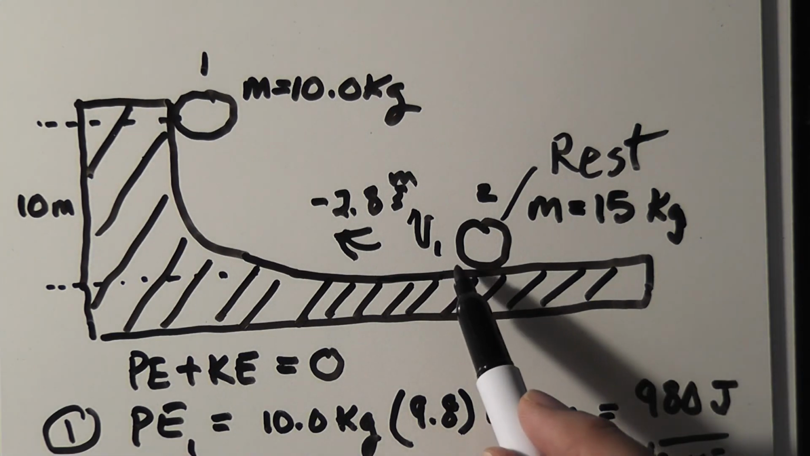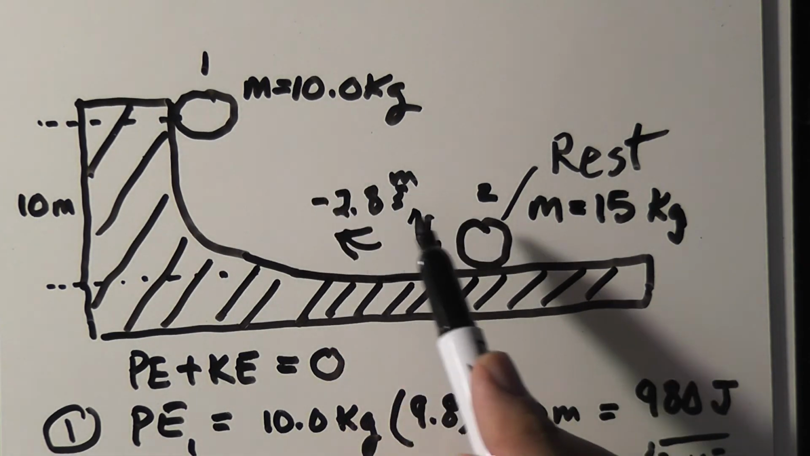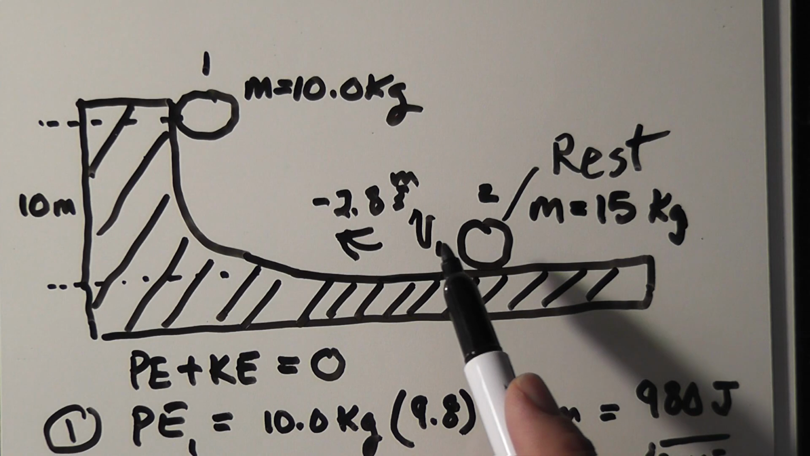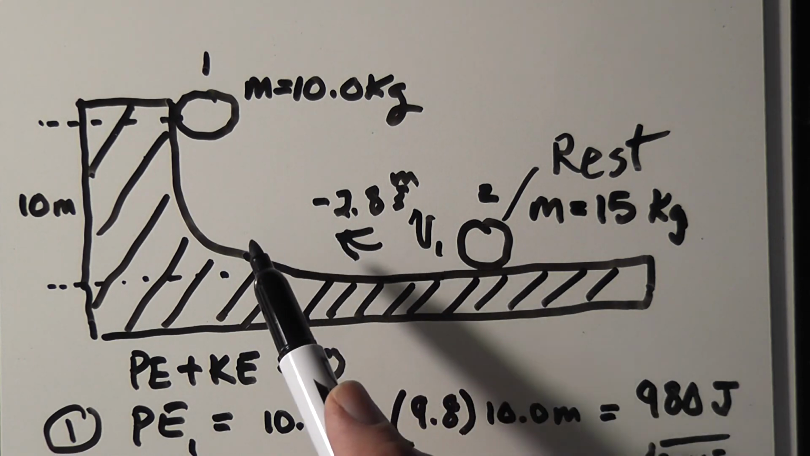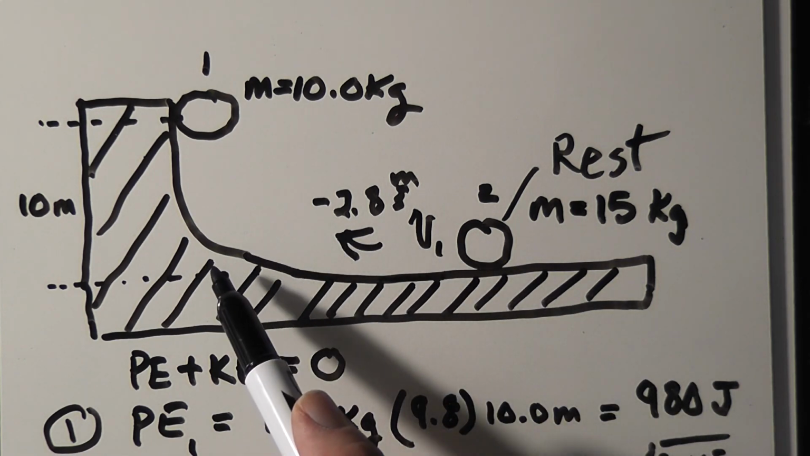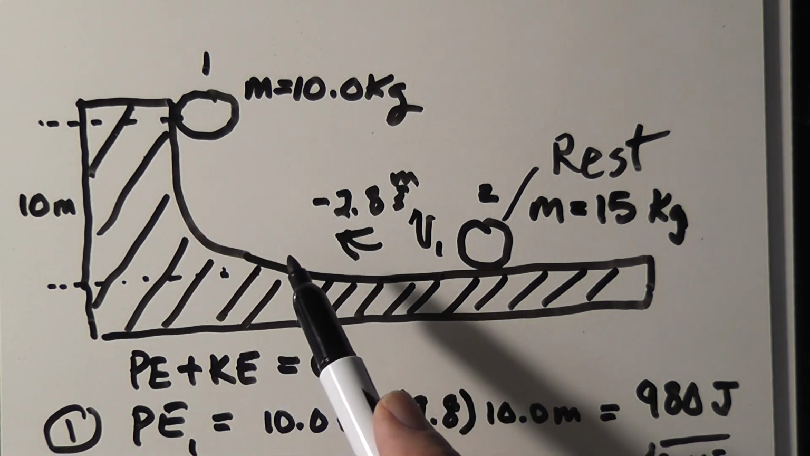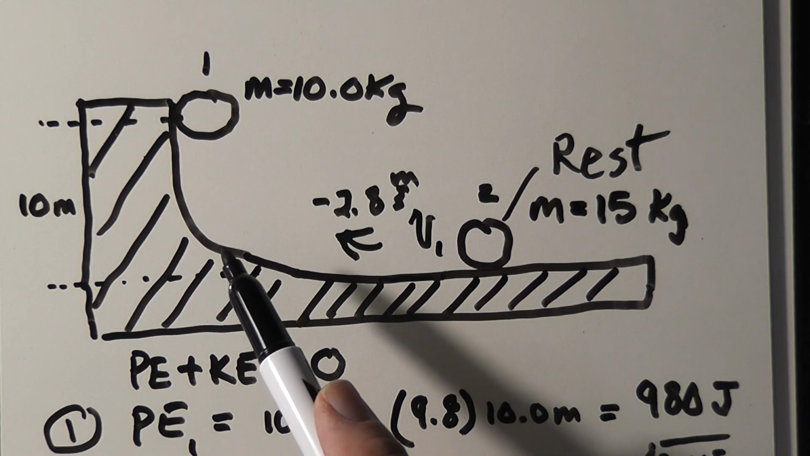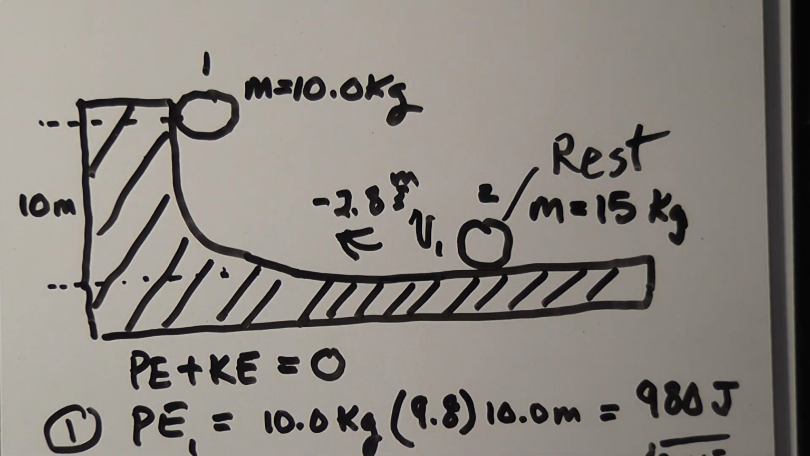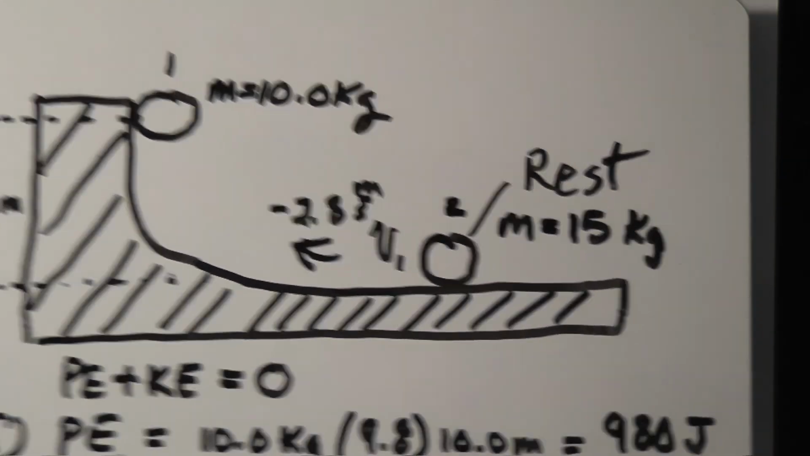So after the collision, after the ball collides with ball number 2, it's going to go up, and we want to know how far up it goes from this point. We have 10 meters it was dropped from, and it's going to go up here somewhere. We're going to calculate what that distance is.